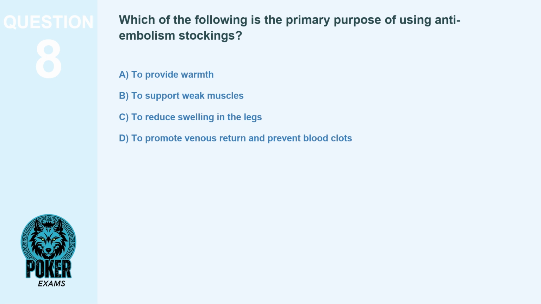Question 8. Which of the following is the primary purpose of using antiembolism stockings? To provide warmth. To support weak muscles. To reduce swelling in the legs. To promote venous return and prevent blood clots.